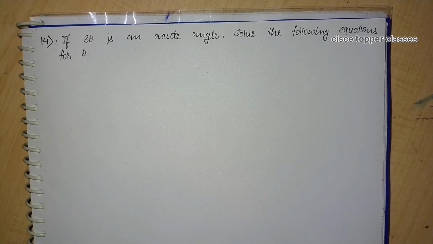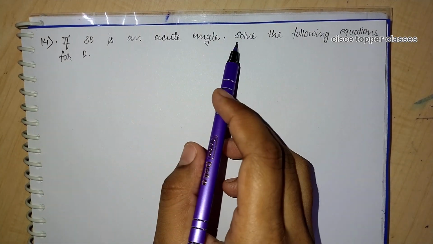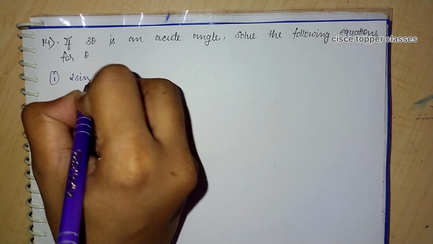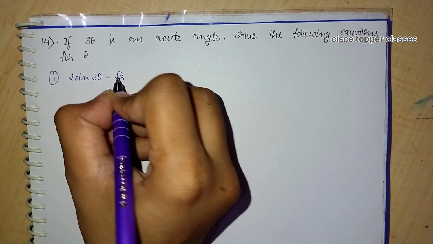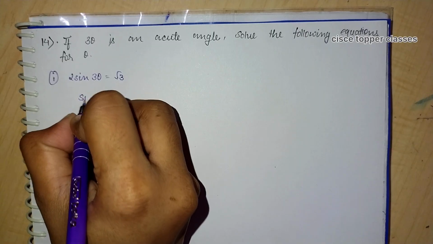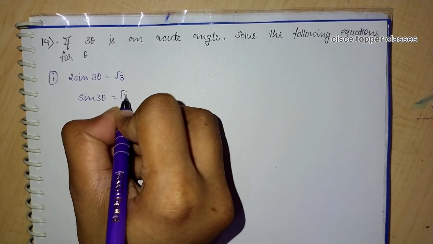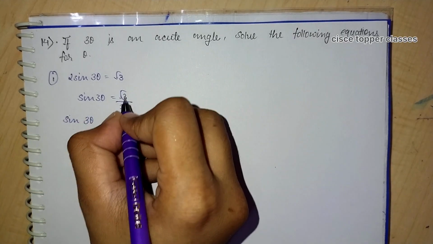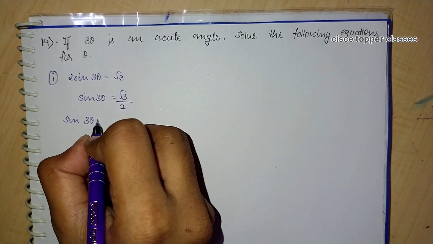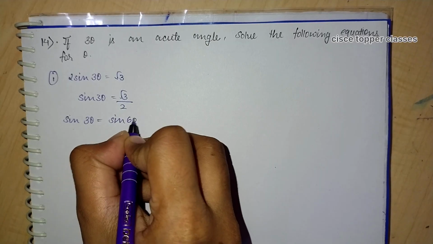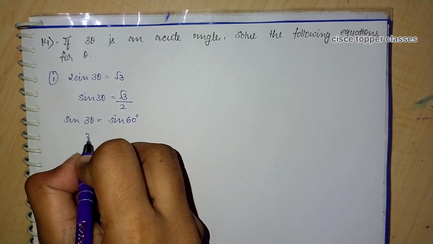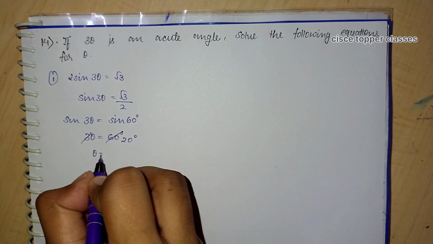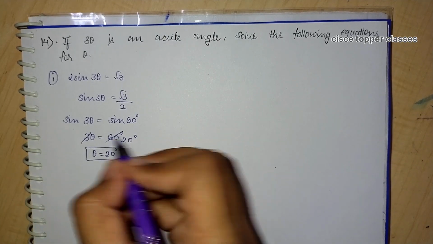Let us solve question number 14. If 3 theta is an acute angle, then solve the following equations for theta. The first equation here is 2 sine 3 theta equal to under root 3. So here we can write sine 3 theta as under root 3 by 2, from where 3 theta is equal to, we can put under root 3 by 2 in the form of sine. So this will be sine 60 degree, because sine 60 degree is equal to under root 3 by 2. On comparing, 3 theta is equal to 60 degree, means theta is equal to 20 degree on cancelling. So this is the answer of the first part.